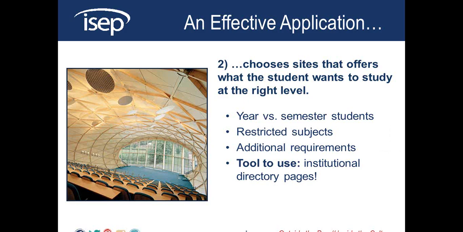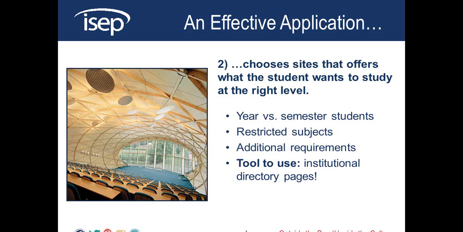Or maybe the students are restricted to taking coursework within only one field of study. They can't mix and match across courses or subjects. If your student needs to take a variety of subjects, certain sites aren't going to be appropriate for them. And lastly, you may see that students need to submit something extra, maybe a portfolio, or maybe they need to be a major in the field of study that they're looking to take, or maybe they need a junior standing.